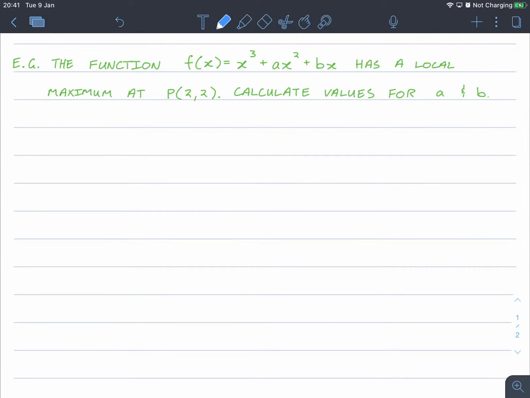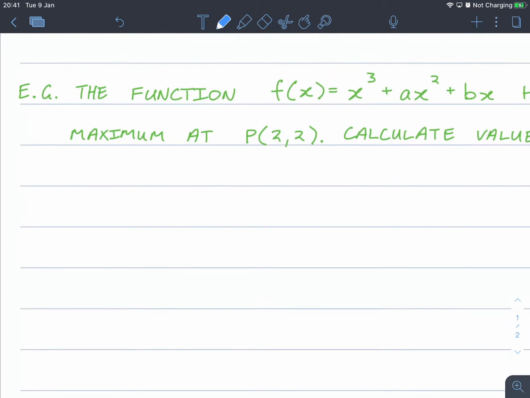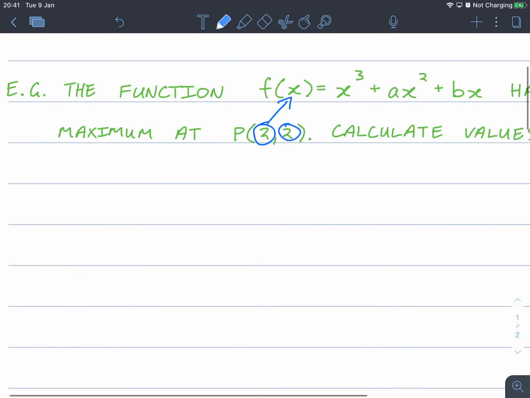So we have this function x cubed plus ax squared plus bx, and we're being told that it has a local maximum at P(2, 2), and we're being asked to calculate values of a and b. So these missing values a and b here. So let's use the properties that we are given. Let's consider first the point P(2, 2). This means if we substitute 2 into the function, the answer that we get is 2. So let's do exactly that.